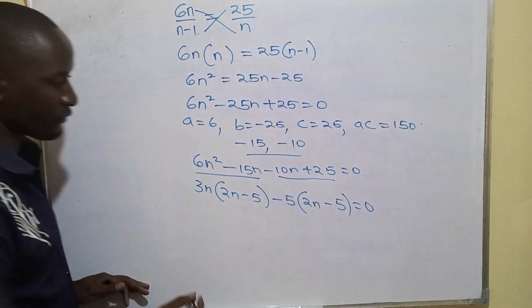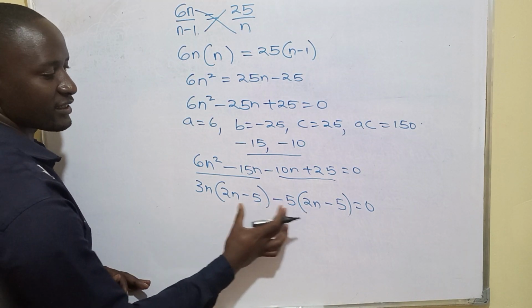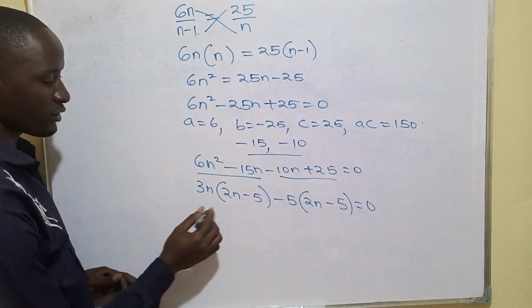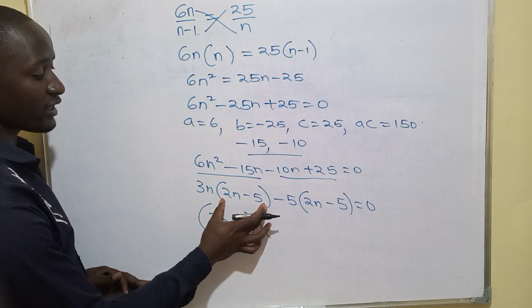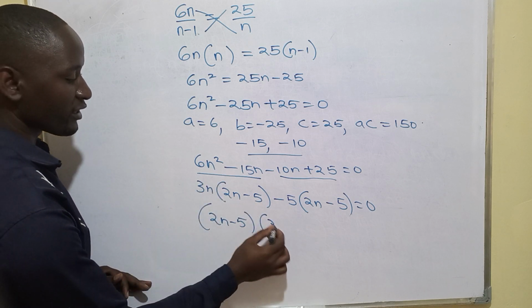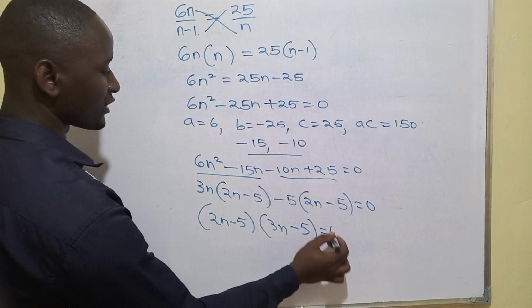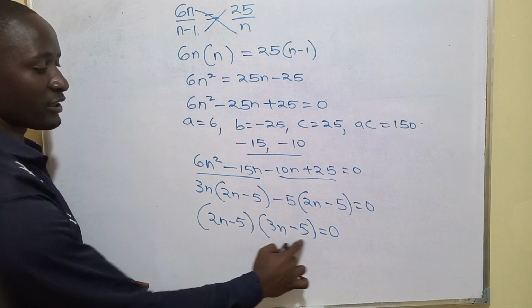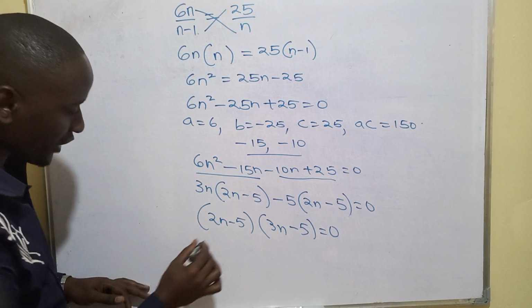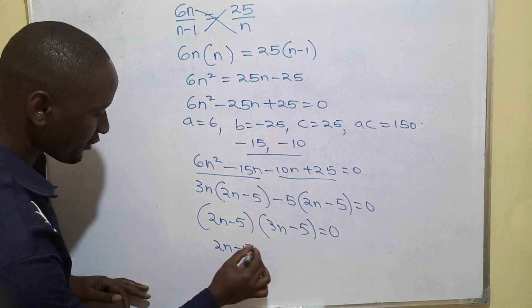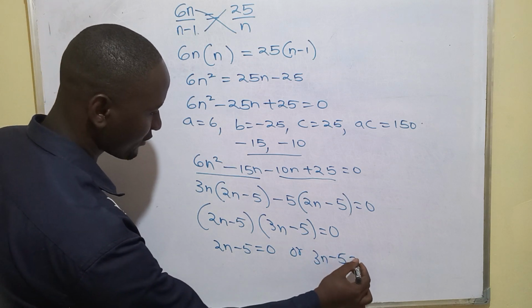That gives you 0. So since these two brackets are similar, we also say that this is a common term. So you factorize it out, you will get 2n minus 5. Here if we factor out 2n minus 5, we remain with 3n. Here if we factor this, we remain with negative 5 equals 0. So you're multiplying two numbers and you're getting 0. It implies that one of these numbers is 0. So that can be 2n minus 5, or it can be 3n minus 5.